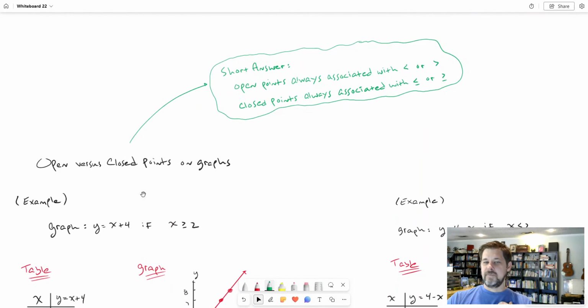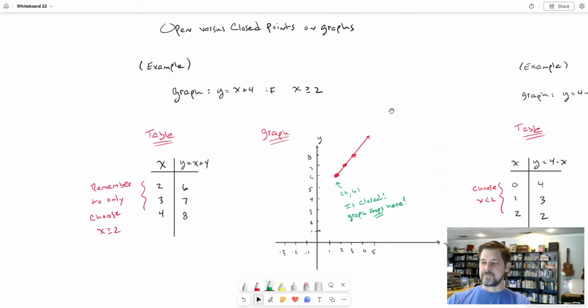So open versus closed points on a graph, the short answer is an open point is always associated with a less than or greater than sign, and a closed point is always associated with a less than or equal to or a greater than or equal to sign. So these are inflexible absolute rules about how and when you find open and closed points on a graph. So let me show you how.